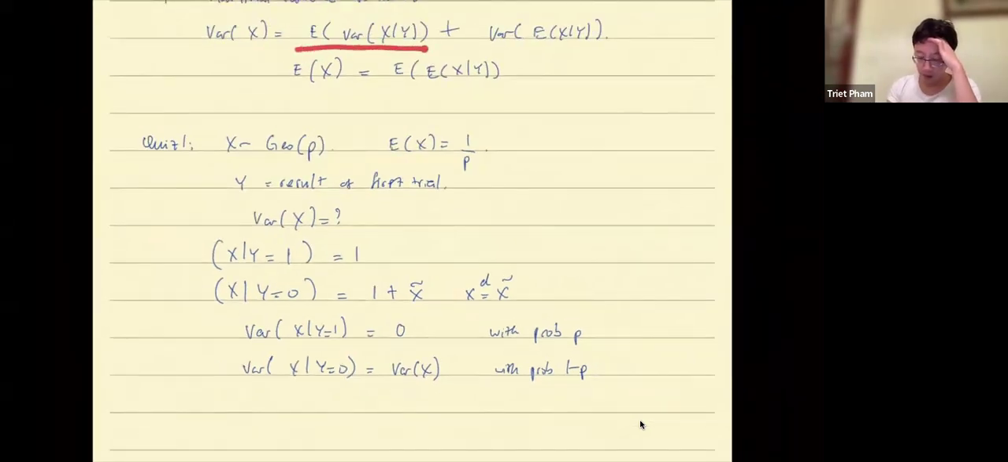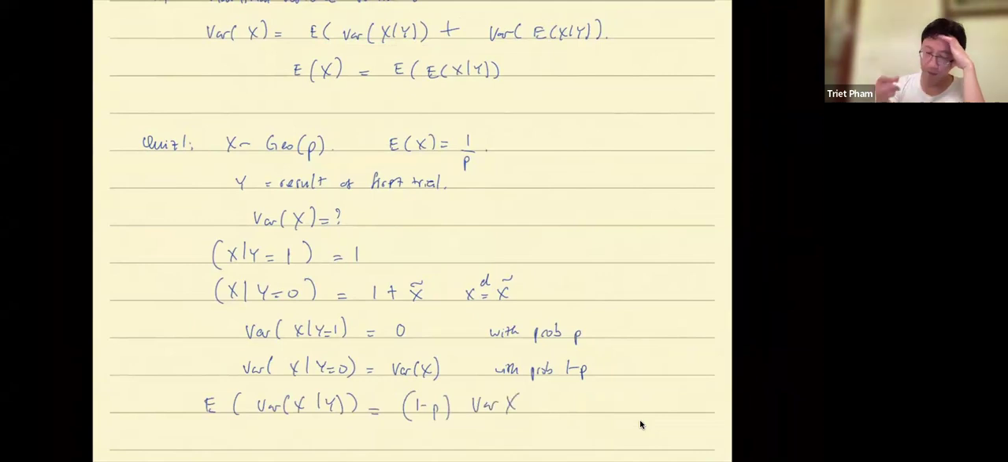And so, of course, this will be one minus p times the variance of x. Any questions so far? And this is what I mean by the complexity of the calculation when it comes to the conditional variance formula. It'll just be harder, and you have to be more careful. You have to really understand what conditioning is about to execute the computation. Okay.